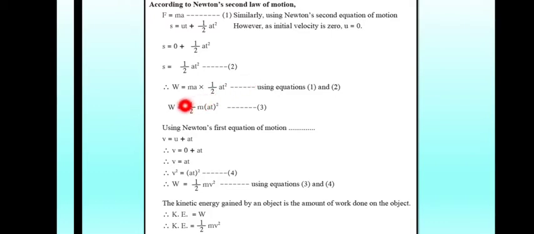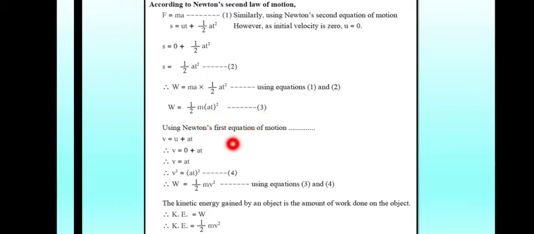Followed? Now therefore, using both equations 1 and 2, W will become W equal to force into displacement, correct? So what is the value for force in the first equation? It is ma. So here we put ma. And in the second equation, just see the value of displacement, half at square. Followed? So multiplying, you get half m a² t². That becomes your third equation.